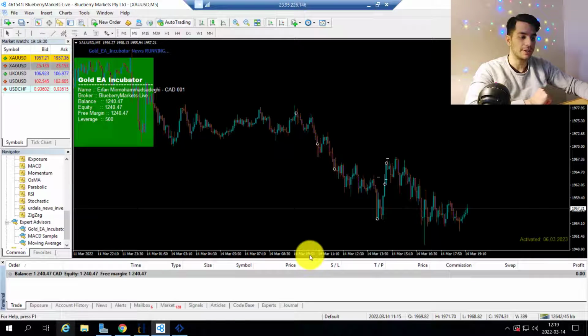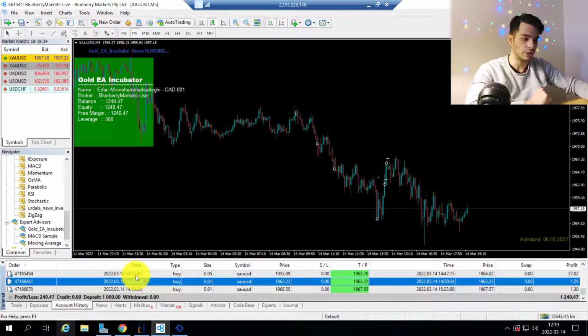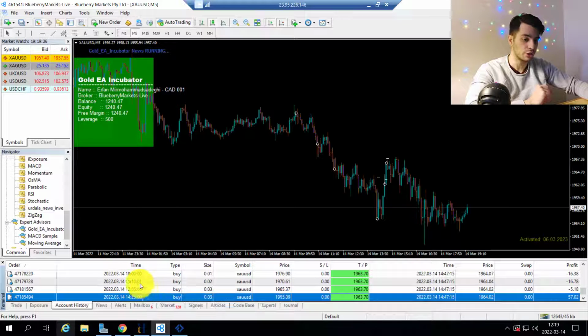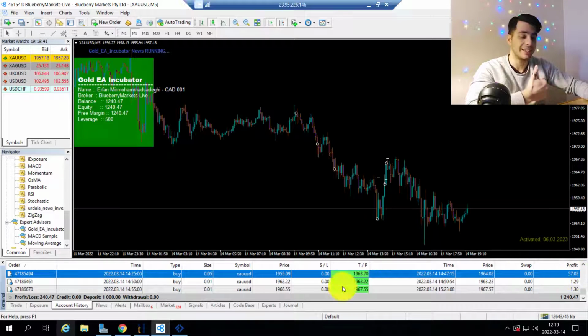And this is my VPS account if you want to see more results. Today's date is the 14th, and these are all the trades that it took. We have a few lost trades, but using this strategy, it actually compensated all of that, and we closed the day with over 1% profit, which was absolutely mind-blowing.